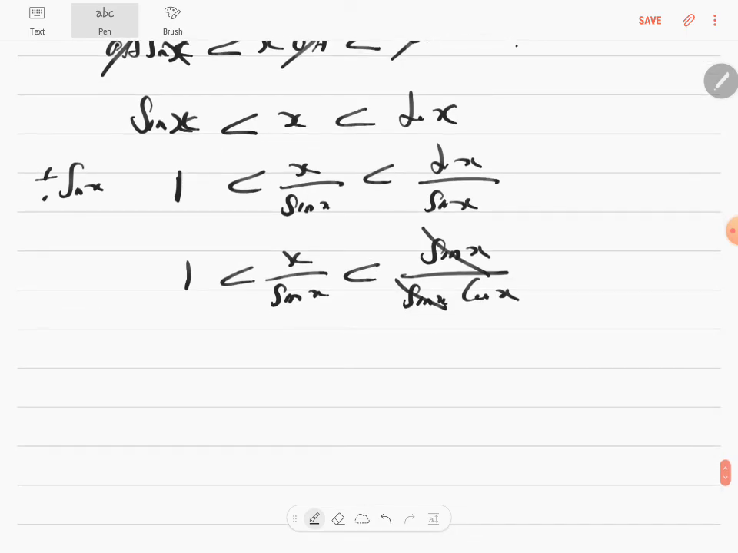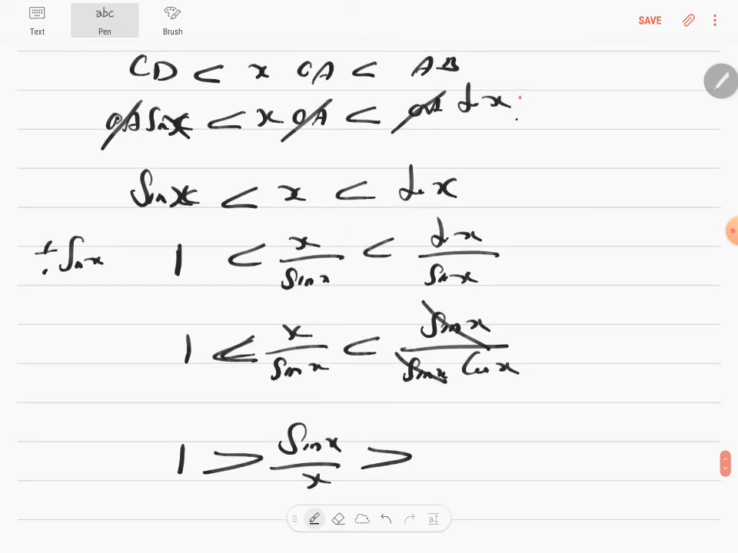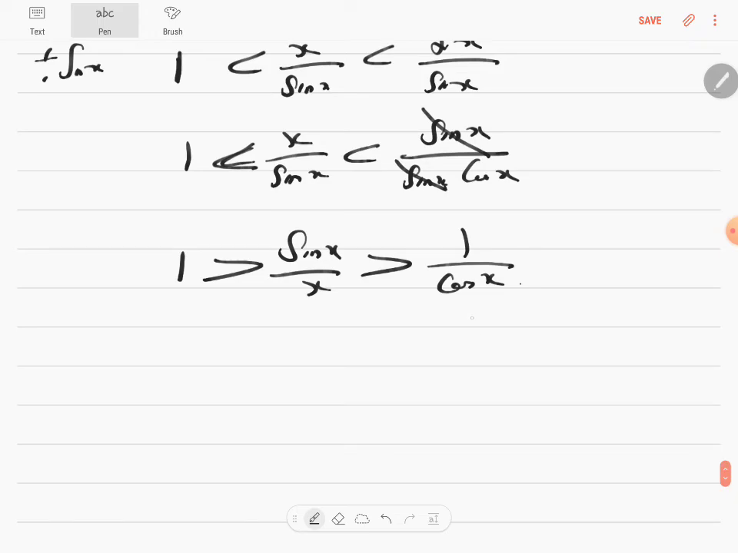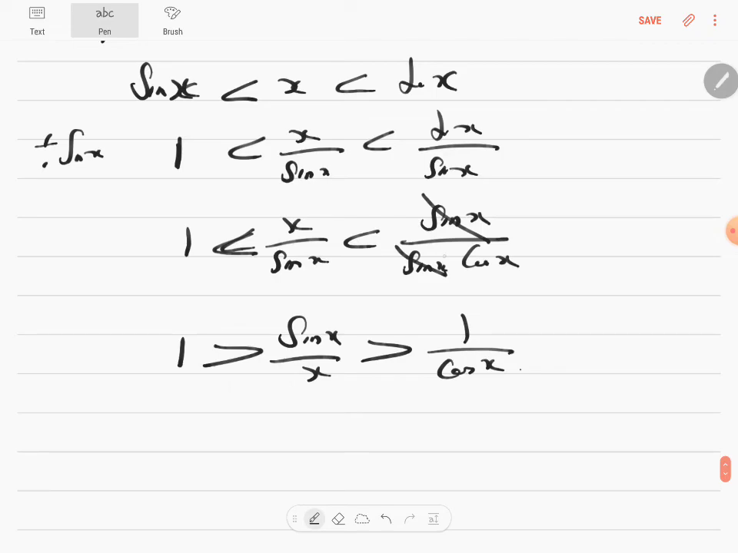Now we are going to reciprocal it. When you go to reciprocal, the symbol will change. 1 will become greater than sin x by x is greater than 1 by cos x. Sin x by cos x into 1 by sin x, we get 1 by cos x. Yeah, we got the statement.